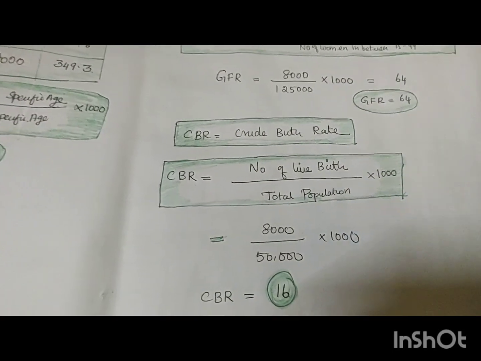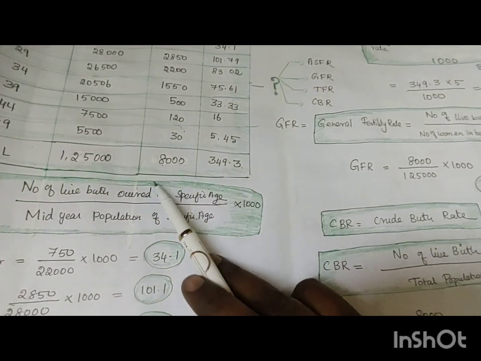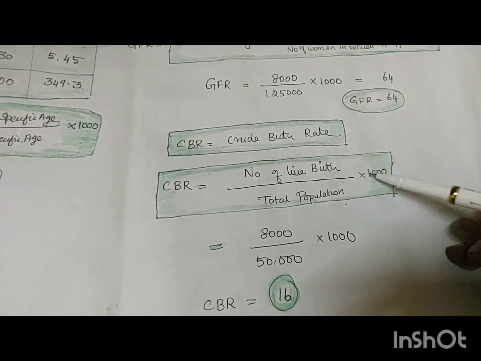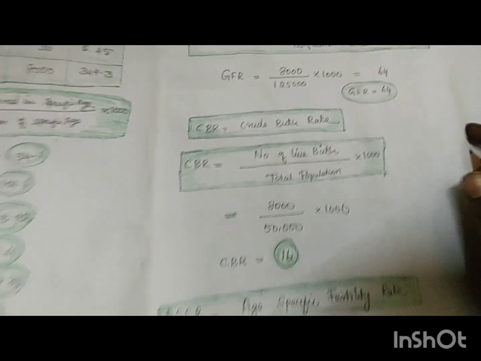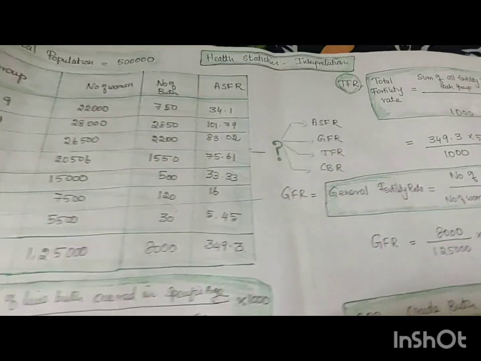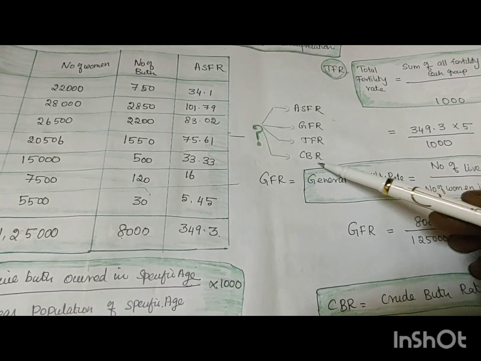What is called the crude birth rate? Number of live births by the total population. Just these two data are taken: the number of live births and the total population. The crude birth rate is 16. Understand? So we have seen about ASFR, GFR, TFR and CBR.